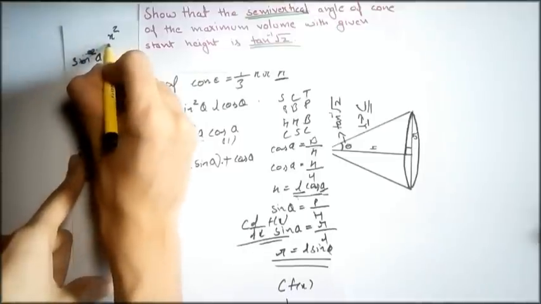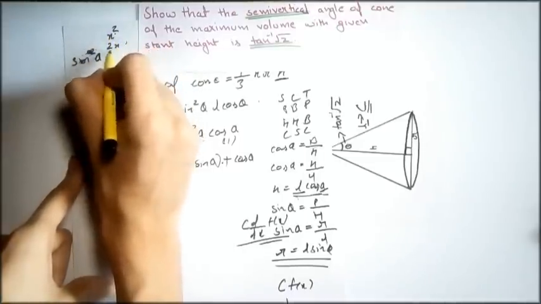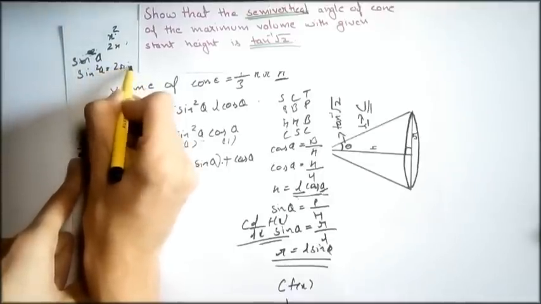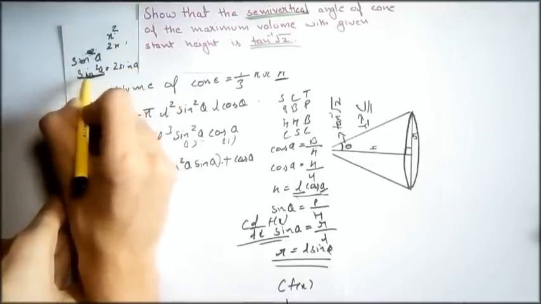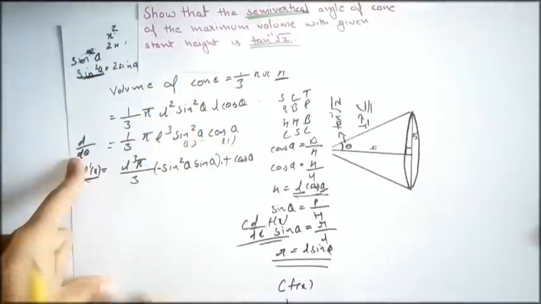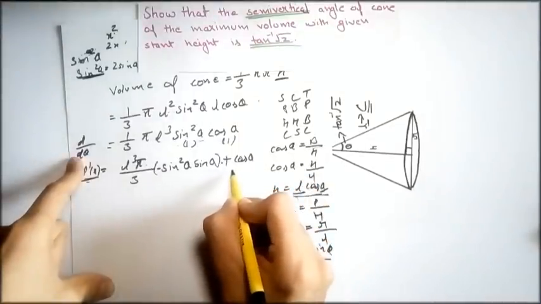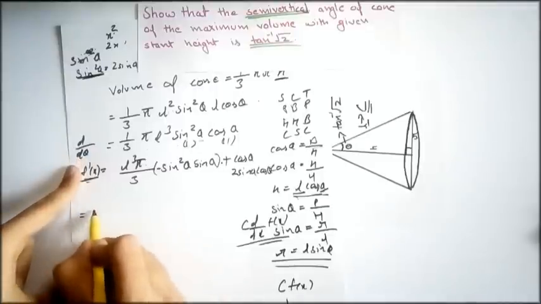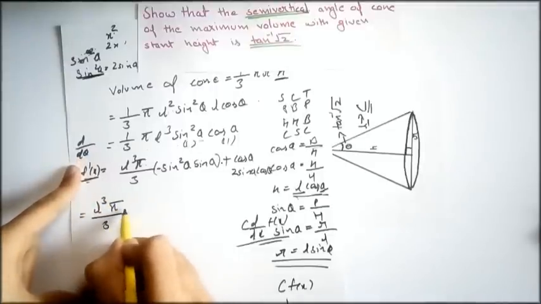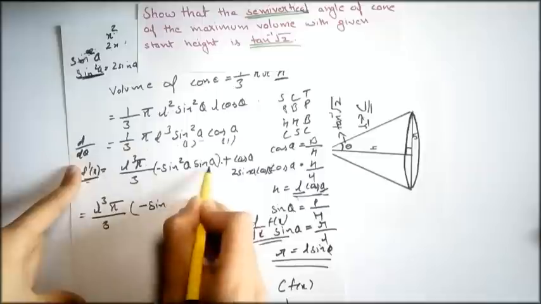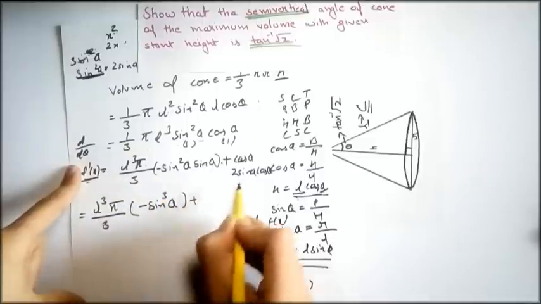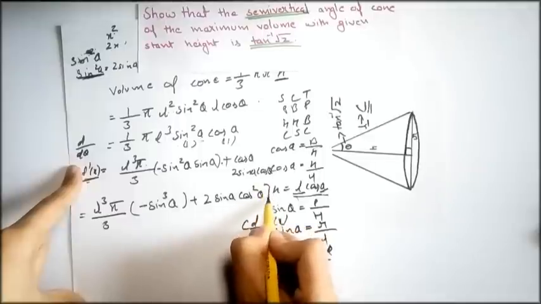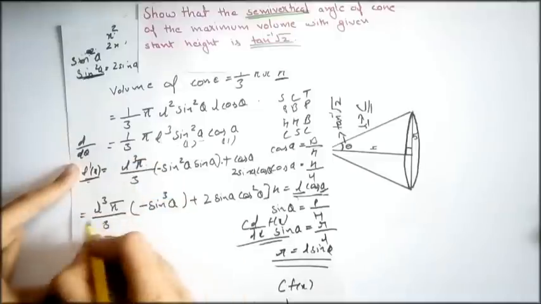So it will be 2x, because 2 minus 1 is 1, so it will be 2x. So sine square theta will be 2 sine theta, and then we remain with the other lump, which is sine theta. Sine's derivative is cos, so we will find it like this: 2 sine theta cos theta. So now after solving this, we get L cube pi by 3 times minus sine cube theta plus 2 sine theta cos square theta. So we got this, that is f dash x.